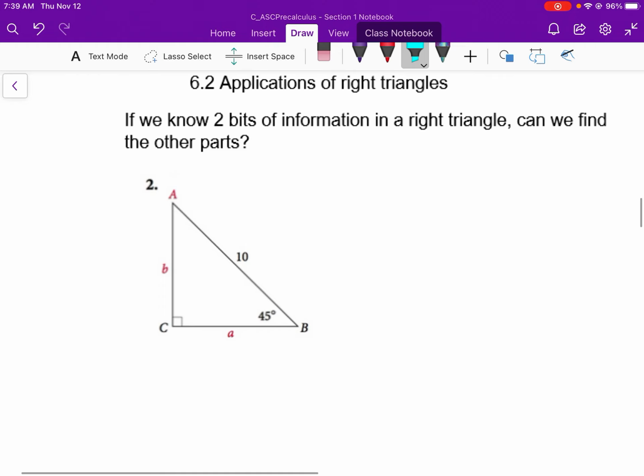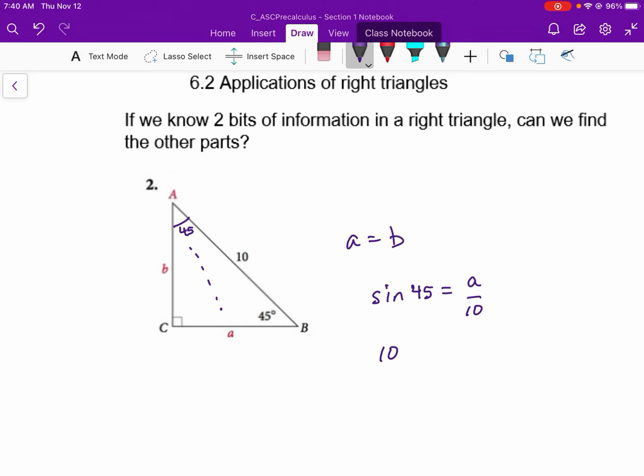Okay, so moving on. Now let's apply those things, and you did this last year, I'm certain of it. Here's a 45-degree angle. Well, that means this angle over here is 45, right? And that means that A has to equal B, right? Great. So now I can find either A or B, and I can use sine or cosine. I can say the sine of 45 is A over 10. So A is 10 times the sine of 45, which is square root of 2 over 2.